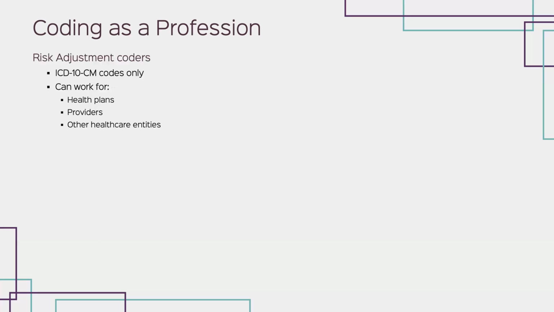You also have your risk adjustment coding, and that will focus on diagnosis coding using your ICD-10-CM code set. Your risk adjustment diagnoses are going to be pulled from claims and medical record documentation in all of your settings. And those risk adjustment coders can work for health plans, providers, or other healthcare entities.